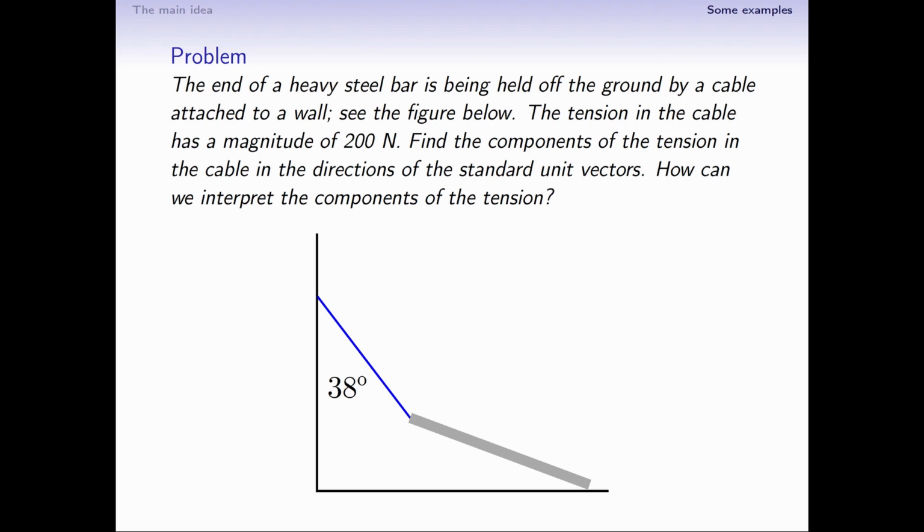Let's work a typical problem from an area of physics called statics. The end of a heavy steel bar is being held off the ground by a cable that's attached to a wall. The tension in the cable has a magnitude of 200 newtons. Find the components of the tension in the cable in the directions of the standard unit vectors. How can we interpret the components of the tension? Let's go to the document camera and take a look at the solution to this problem.